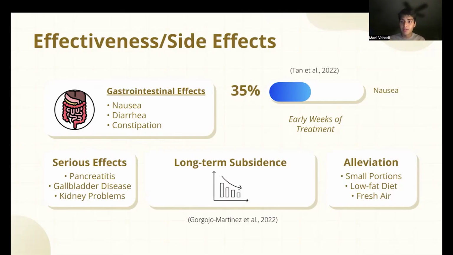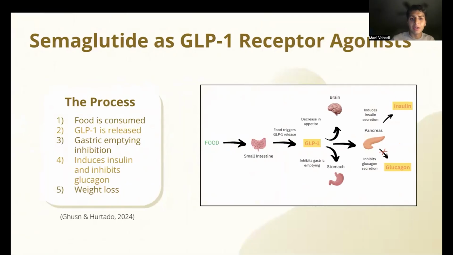having small portions whenever you consume foods in early weeks of treatment, having a low-fat diet, and getting fresh air every once in a while. That can help with feeling better, and that can really help with the nausea as well, which is the common side effect.